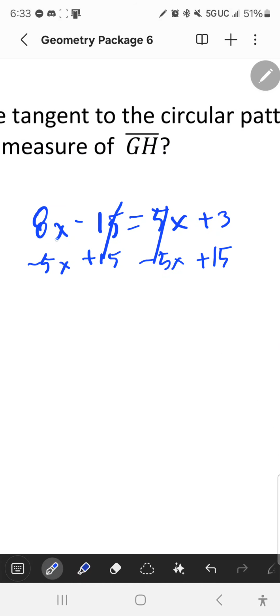I get that 8x minus 5x is 3x. 3 plus 15 is 18. Then I divide it by 3. X equals 18 over 3, which is 6. Now they are not asking for x as a thing, they are asking for GH.